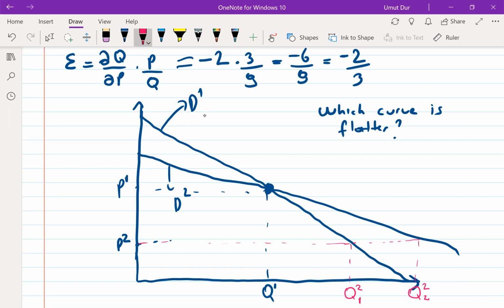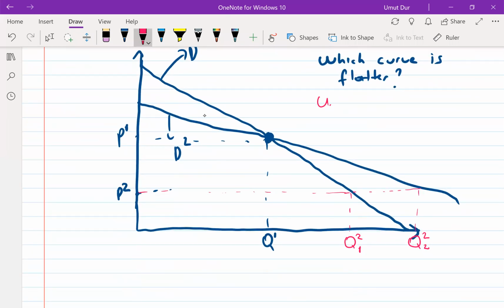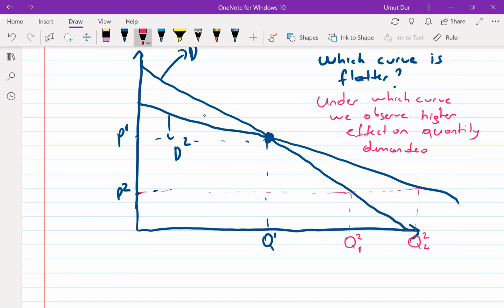So basically, under which curve do we observe a higher effect on quantity demanded? Which curve's quantity demanded changes more from this price change?